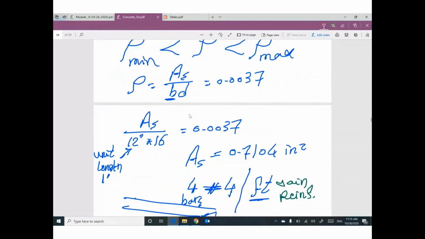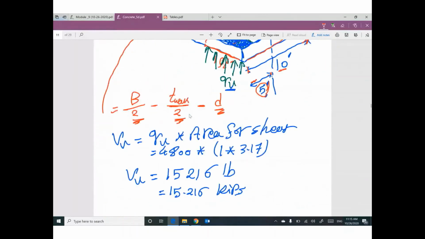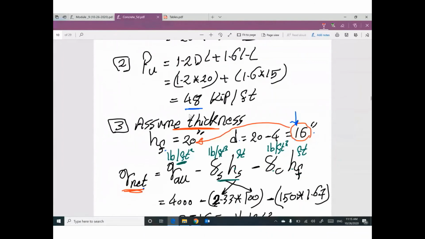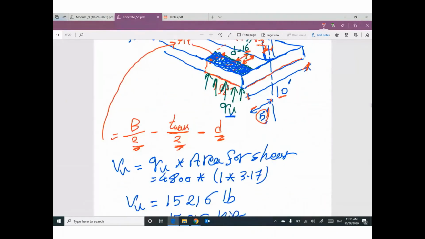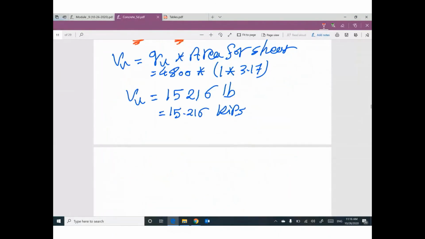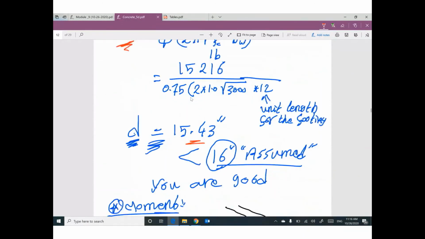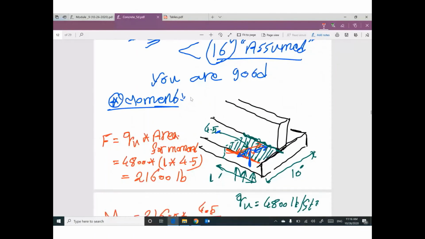So just steps, and I hope you are lucky to assume a good depth, and this step will be okay, and you don't need to go back to assume a new depth. In the exam, if you did this calculation and your depth is unsafe, go ahead and say we should assume a new depth, but keep going and finish up your calculation based on your assumption. You don't need to repeat this calculation one more time.